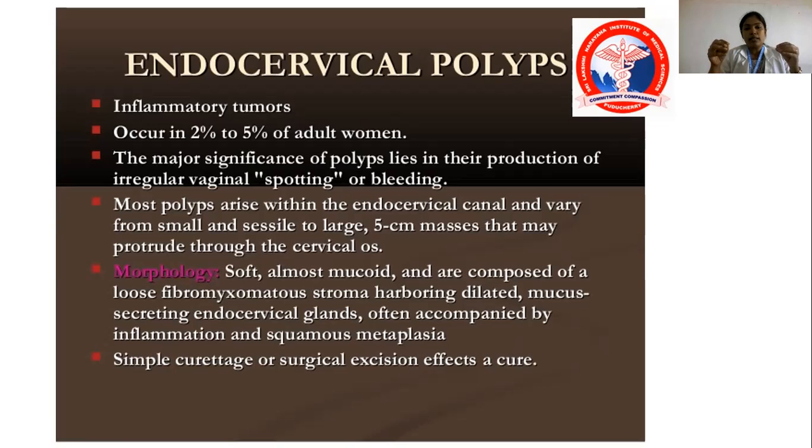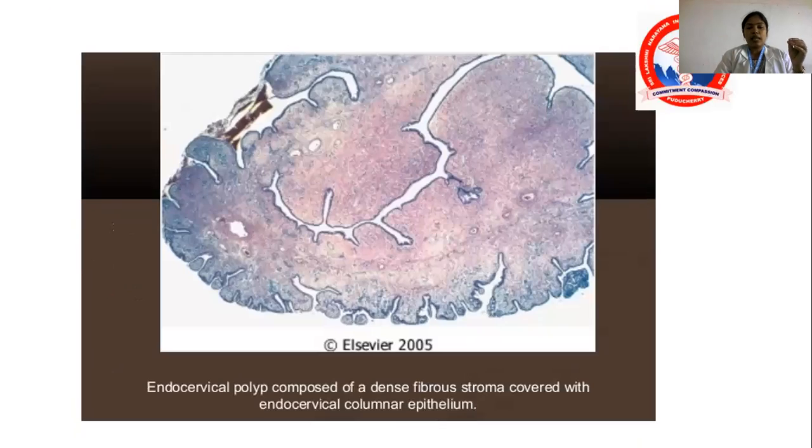The treatment of choice is simple curettage or surgical excision. So this is a histopathological picture of endocervical polyp. Here you can see them lined by the endocervical mucosa.